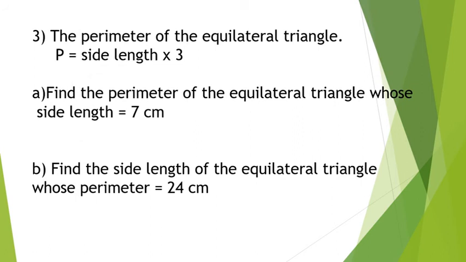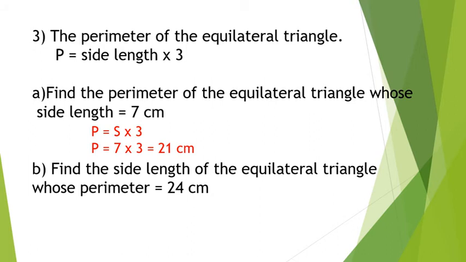The perimeter of the equilateral triangle equals side length times 3. Find the perimeter of the equilateral triangle whose side length equals 7 centimeters. Then the perimeter equals side times 3. The side here equals 7. Then the perimeter equals 7 times 3 equals 21 centimeters.